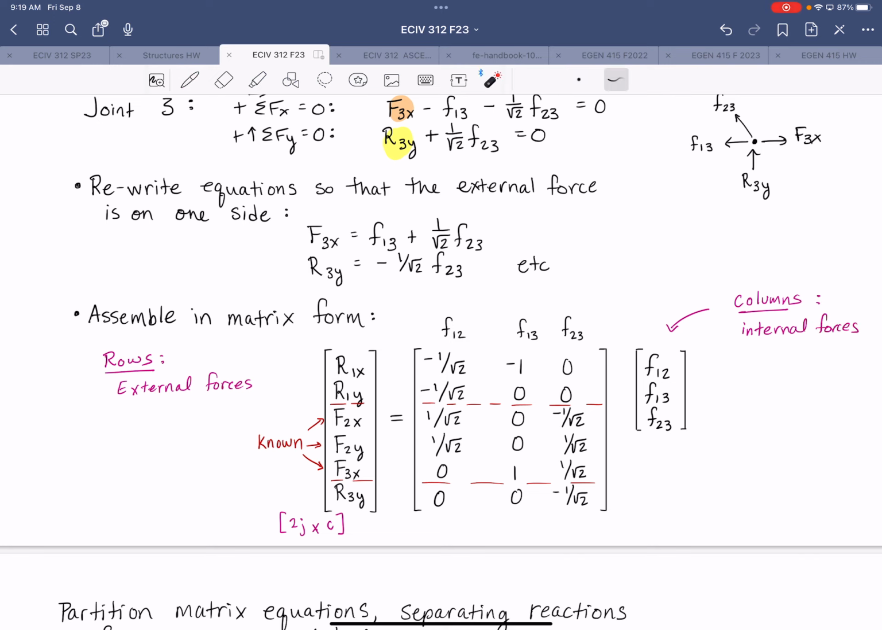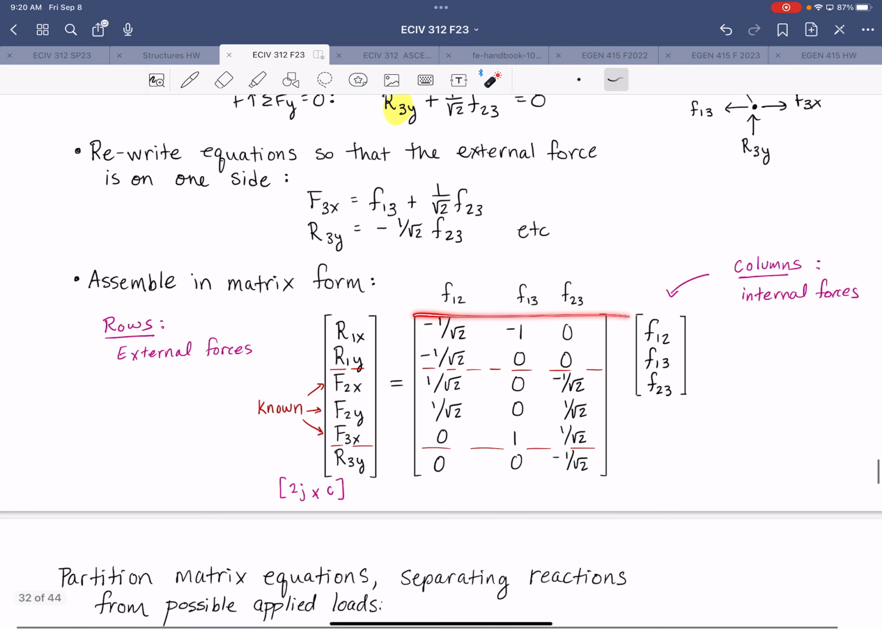So whenever I write matrix problems in this class, I like to label the columns of the coefficient matrix, whatever that may be, according to what they're being multiplied by, right? So this whole column is multiplied by the internal force of member 1, 2, right? This whole column gets multiplied by the internal force of member 1, 3, and so on. So I just like to label those columns to help me keep track of that.